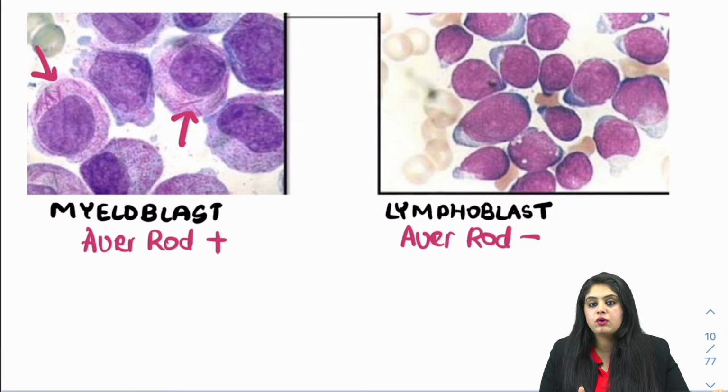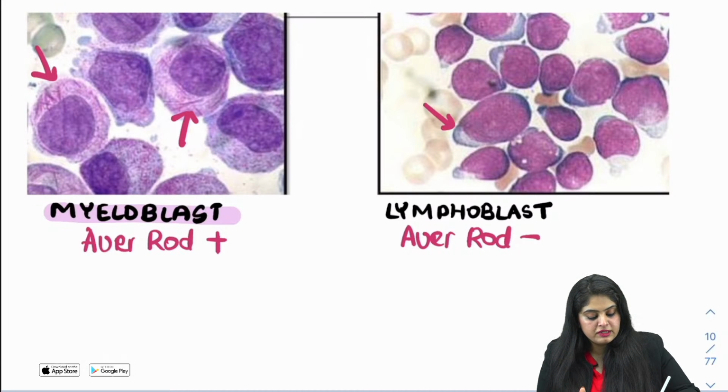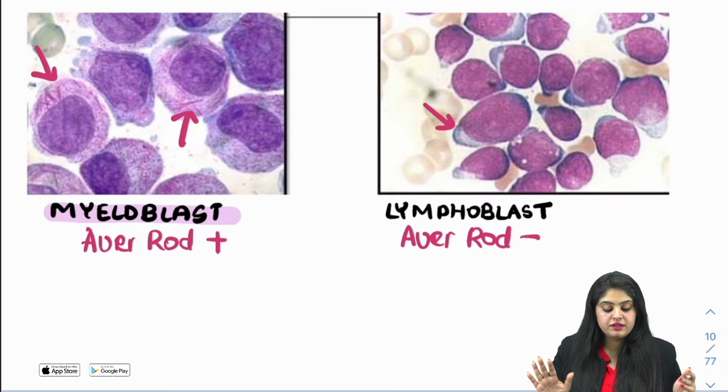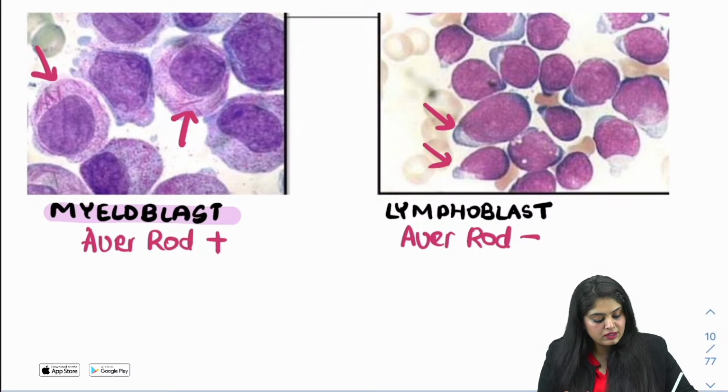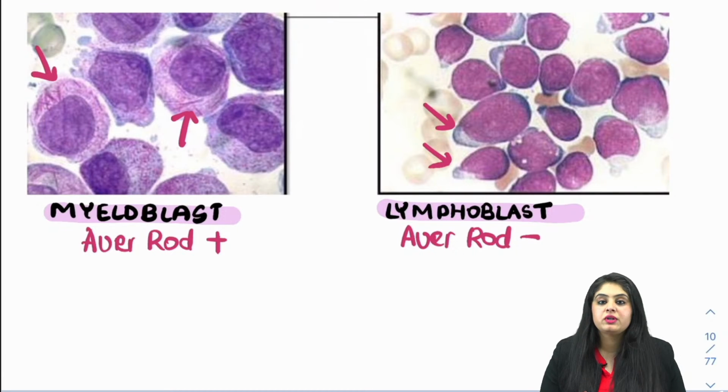When there are so many rods present, that becomes a myeloblast. And here I don't see any rods; everything is clear. So I don't see any Auer rod. That basically means that that is going to be a lymphoblast. Okay, now why did I tell you this entire story?